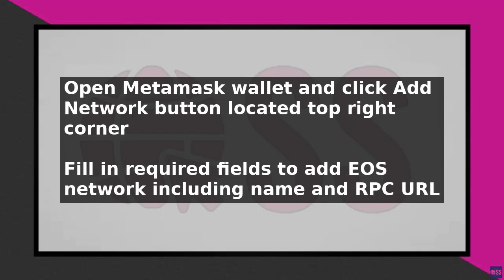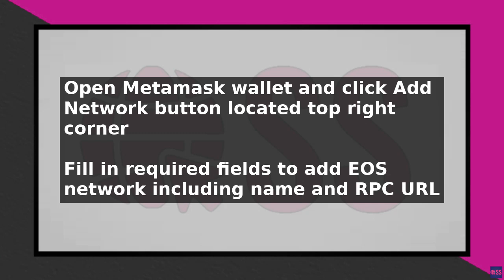To add the EOS network on Metamask, you need to start by opening your Metamask wallet and clicking on the Add Network button. This button is usually located at the top right corner of your wallet interface. Next, you will need to fill in the required fields to add the EOS network.